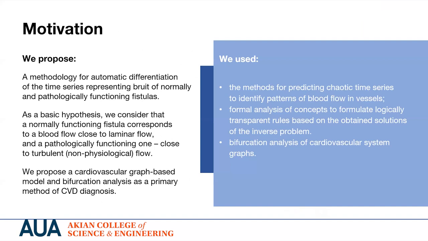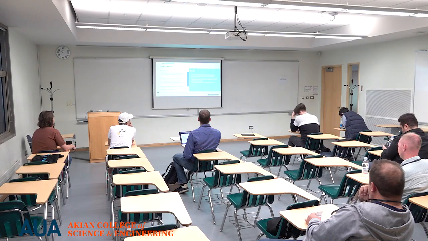So our motivation was to propose two mathematical methods of analyzing these fistula bruit sounds as a time series and try to distinguish them on the basis of the fact that we think that a normally functioning fistula makes the sound of laminar blood flow that is normal. And if it's a pathology, it's close to turbulent flow. And we can easily distinguish these two things.